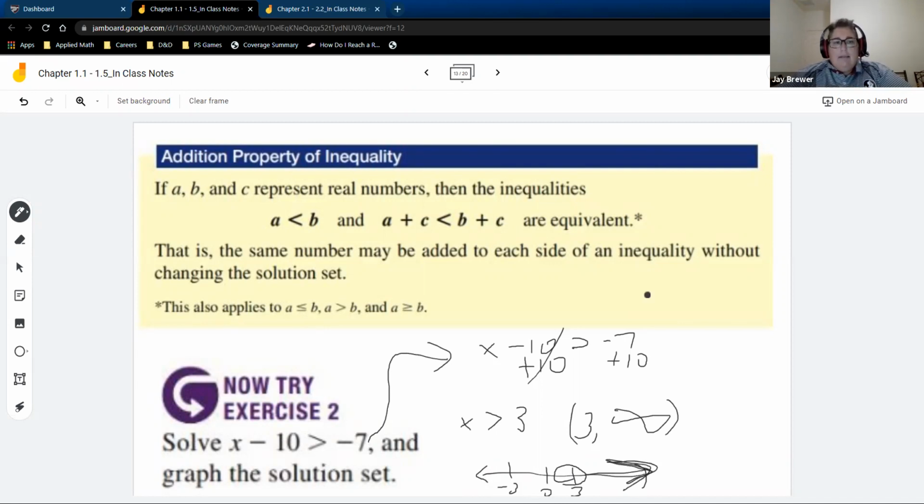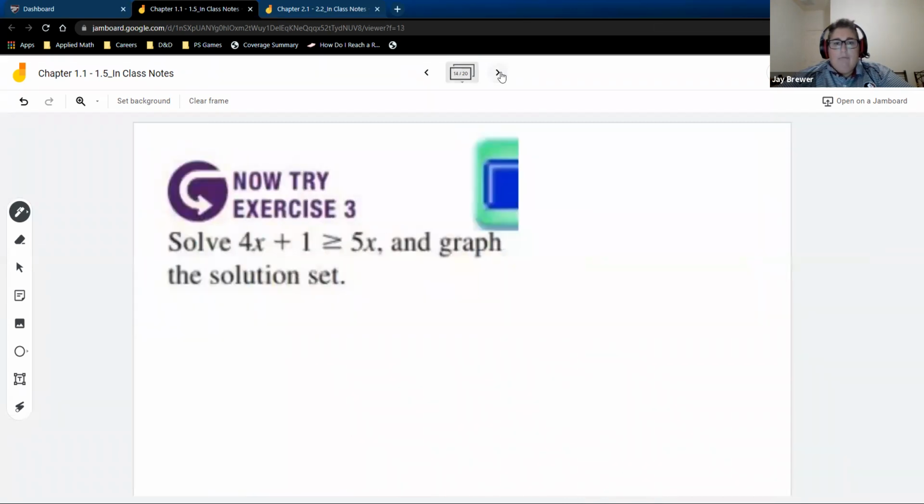Something I want you guys to pay attention to is that with infinities and negative infinities, you can't tell me what that really means. So you can't ever use a bracket with your infinity signs, okay? If you try to use a bracket with your infinity signs, you will get it wrong every time. So you have to use a parenthesis with your infinities.